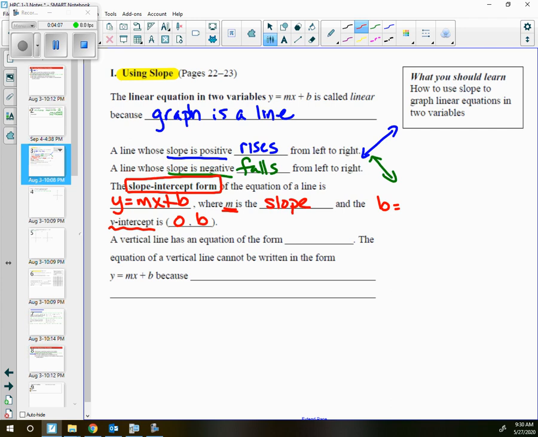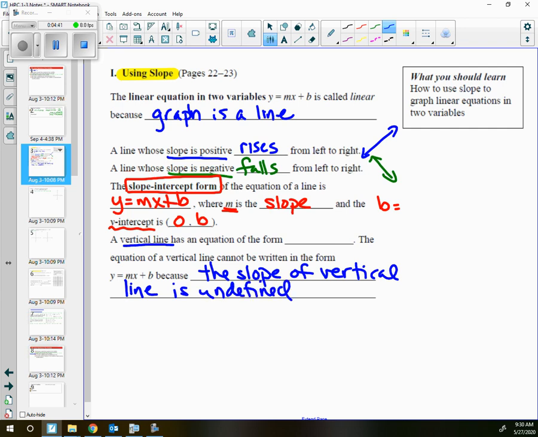What about vertical lines? This is kind of an exception to the rule. A vertical line, do you remember what kind of slope it has? Vertical lines have what we call undefined slope. The reason a vertical line can't be written in the form y equals mx plus b is because the slope of a vertical line is undefined. There's no number that represents it. So what would you put in for m if there's no number that can represent it? We can't write it in the same way.